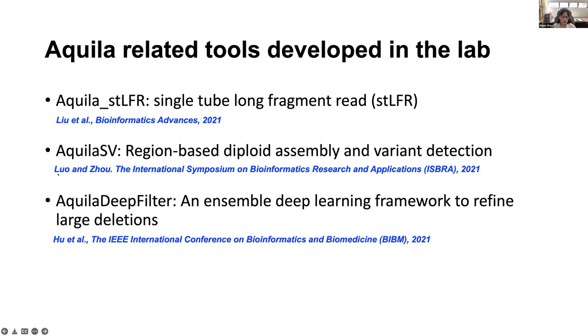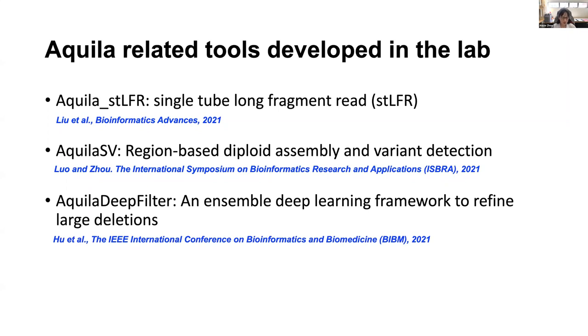We also have another tool called Aquila SV. This is a region-based diploid sampling and variant detection tool. The basic idea is that whole genome diploid sampling is usually computationally intensive. If researchers are only interested in some target region, and maybe want to do some population studies, then we provide a tool to do target region-based diploid sampling, and you can use this sampling to call variants, and it's much more efficient for population studies.